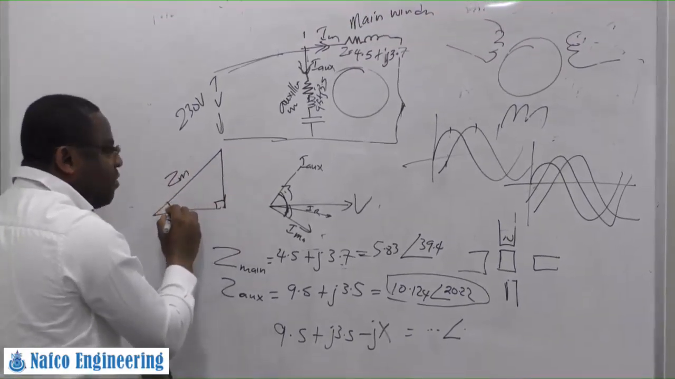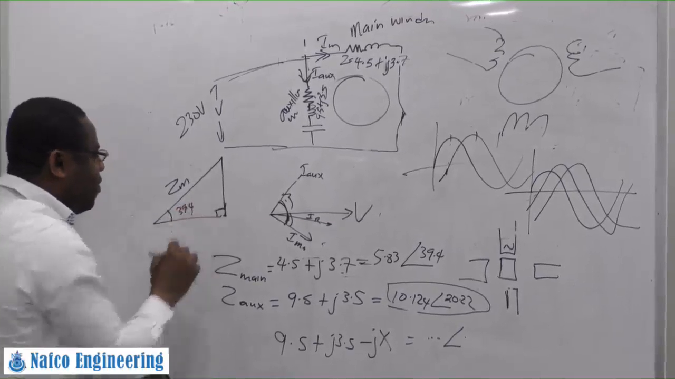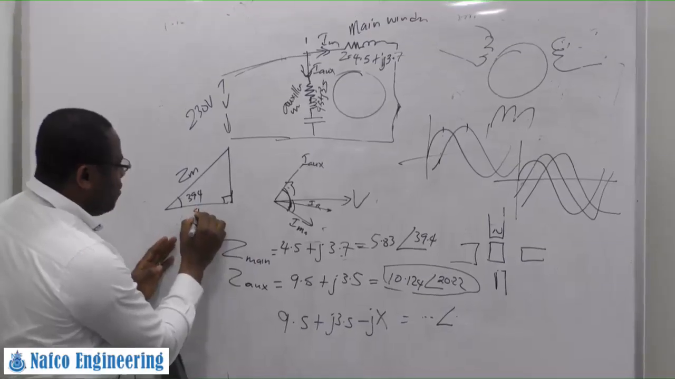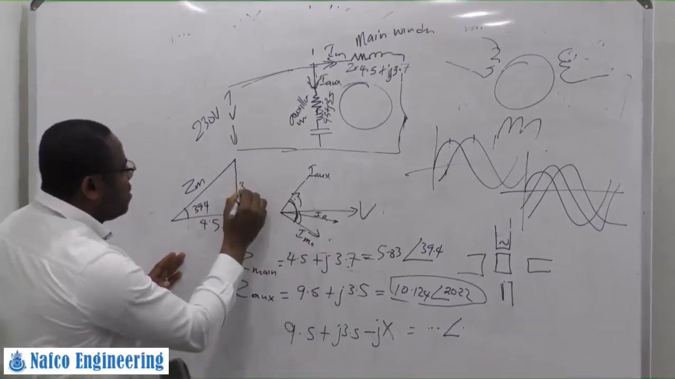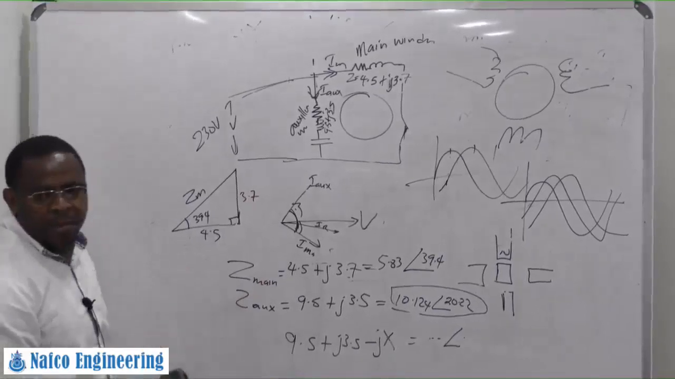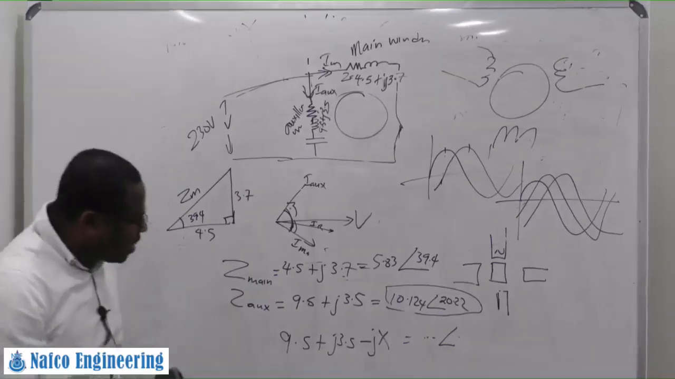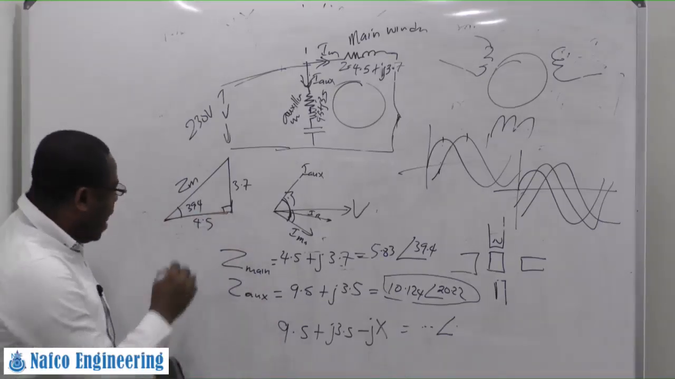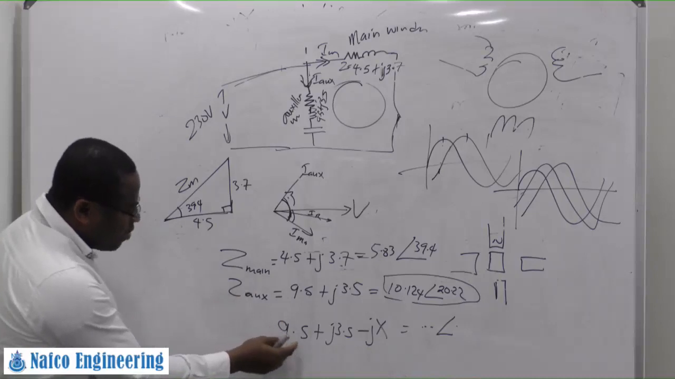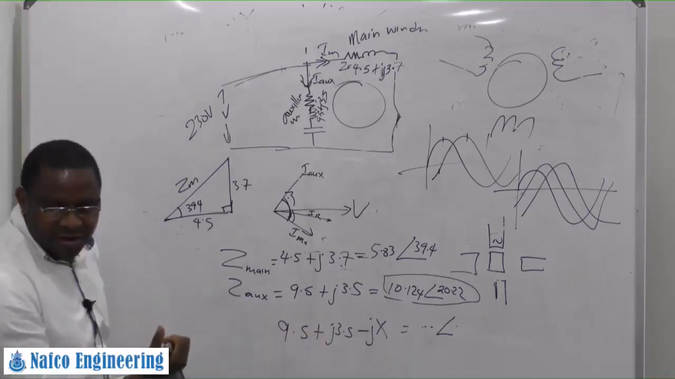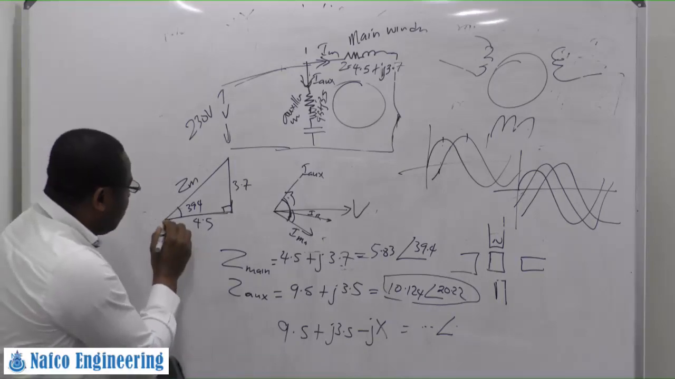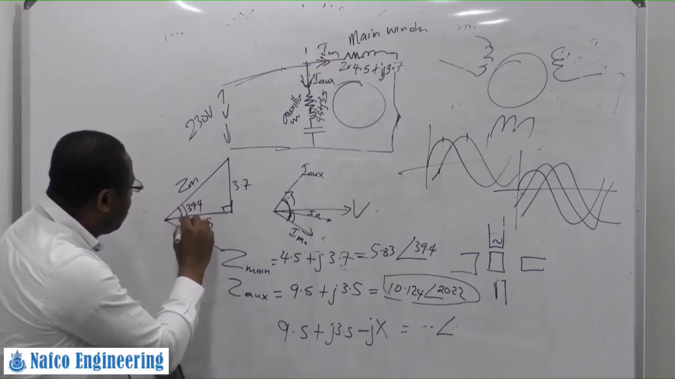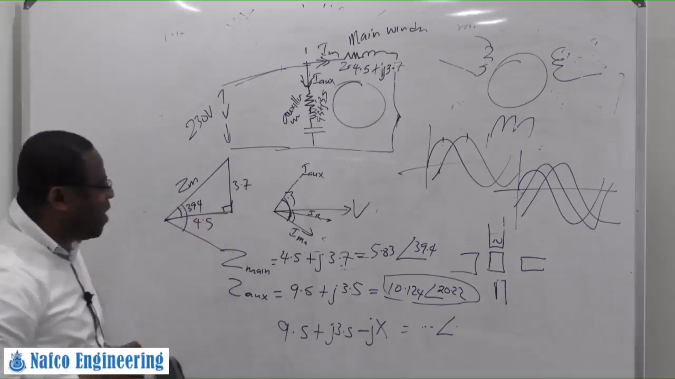ZM, this angle is 39.4, right? Agreed? And this is the active side, 4.5. This is the reactive side, 3.7. So now what I want to do is this. If this is our reference point, I want this one, because this one now is capacitive. I want the whole of this angle to be about 90.